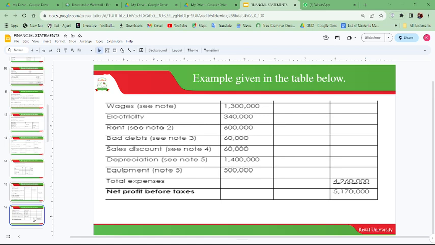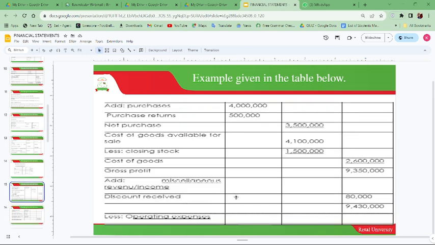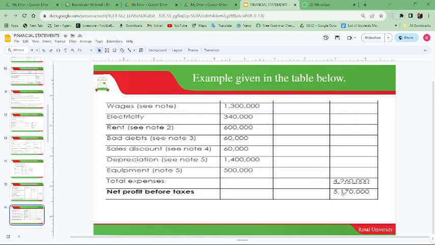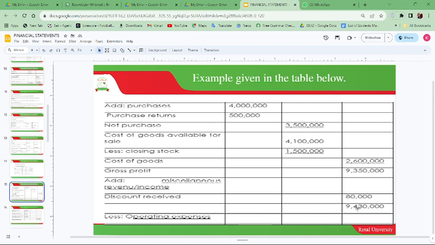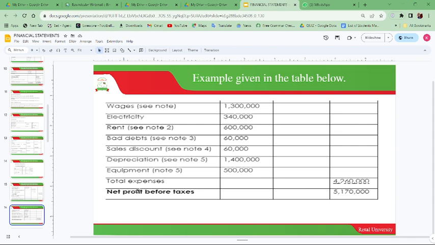So after getting the total expenses, we get this amount and subtract it: 5,170,000 from 9,430,000 to be able to get the net profit before tax. So we have gotten our net profit before tax.